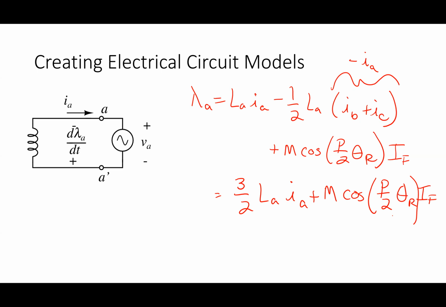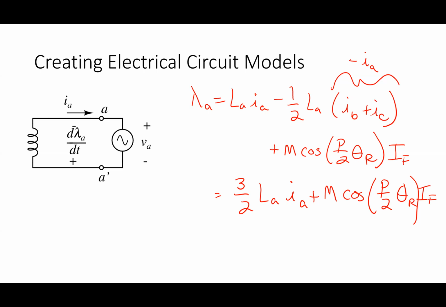This is close to a circuit model. If I want to make an electrical circuit model, what did I say I do? I know my lambda. Take the derivative. Use Faraday's law. Now in this case, what am I doing? I'm doing something a little bit different. I'm basically saying this guy is a generator. In the case of a generator, I have my current flowing out.